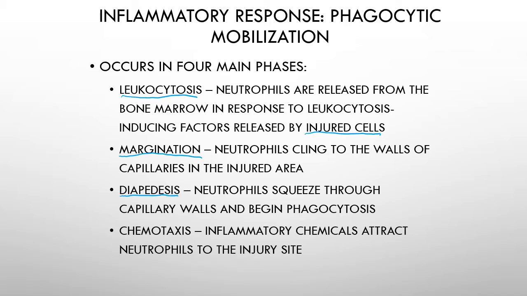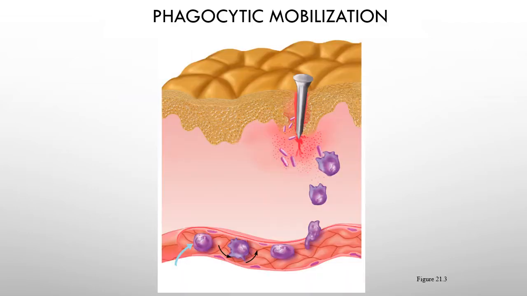The neutrophils themselves make their way through the capillary wall, and they start to wander into the tissue itself, and if they come across anything that's not supposed to be there, they're going to begin the process of phagocytosis. To find those areas of damage, they follow chemical attractants, and this is a process called chemotaxis. They're following all of the chemicals that are out in the tissues themselves. And so we get this neutrophil coming from the bone marrow, and we get our leukocytosis occurring.